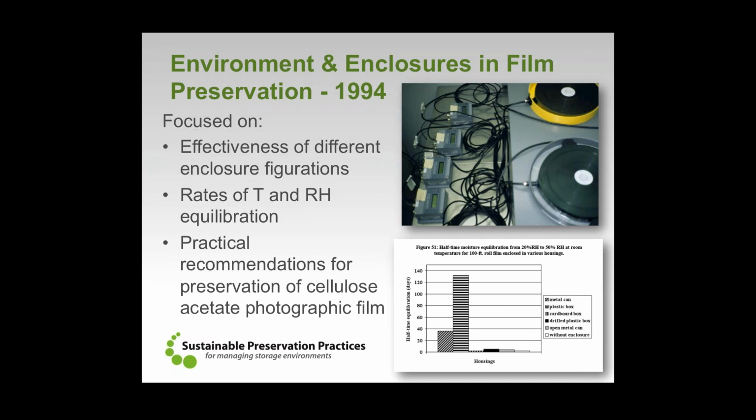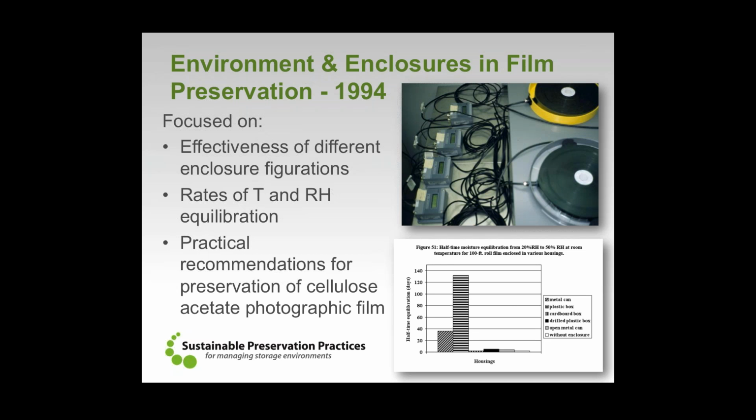And we were looking at a couple of things. Not just what the rate of equilibration was for film in various environments and conditions, and how quickly it adjusted to temperature and relative humidity changes, but whether there were particular enclosure recommendations we could make, in this case different types of film canisters or containers, that would slow those rates of equilibration and provide a better internal preservation environment, a microclimate or microenvironment for these media, compared to the overall external room or macro environment. What came out of this were some practical recommendations for the preservation of cellulose acetate and photographic film.